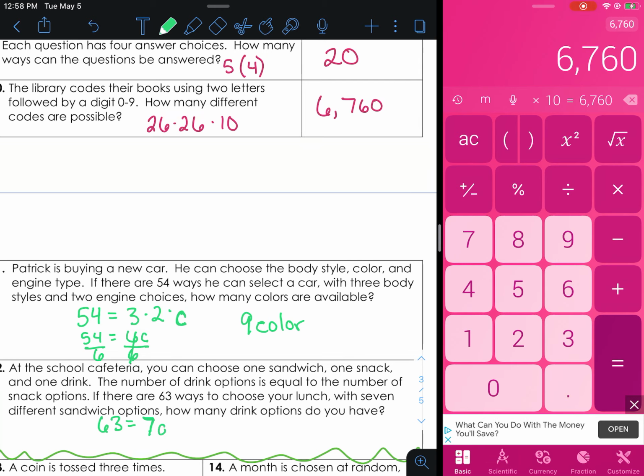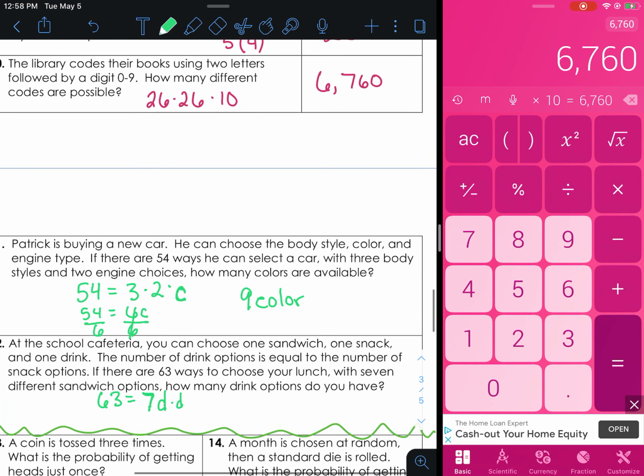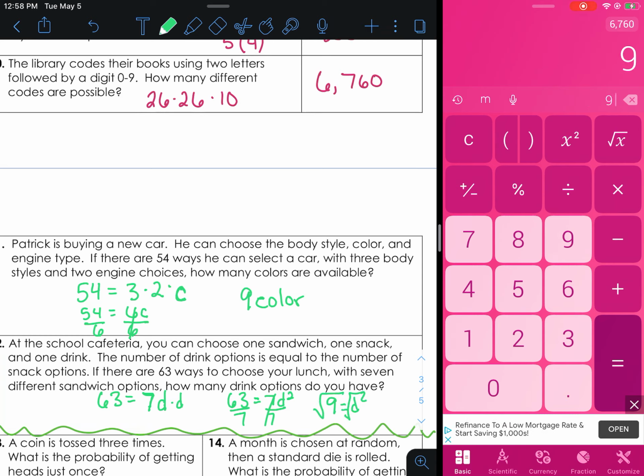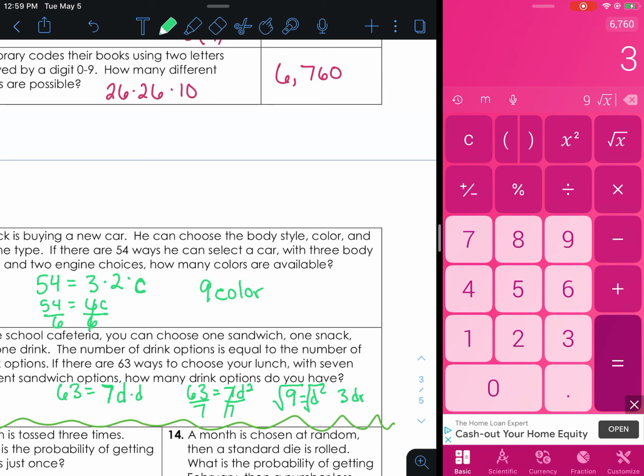Well, remember that drinks are the same as snacks. So drink times drink. So this is really saying 63 equals 7D squared, because D times D would give you D squared. So I'm going to divide both sides by 7. So I end up getting 9 equals D squared. And to unsquare something, I take the square root, and the square root of 9 is 3. So there are 3 drink choices. And I can always double check my math by taking 3 times 3, which is 9, times 7 gives me 63. So it is correct.